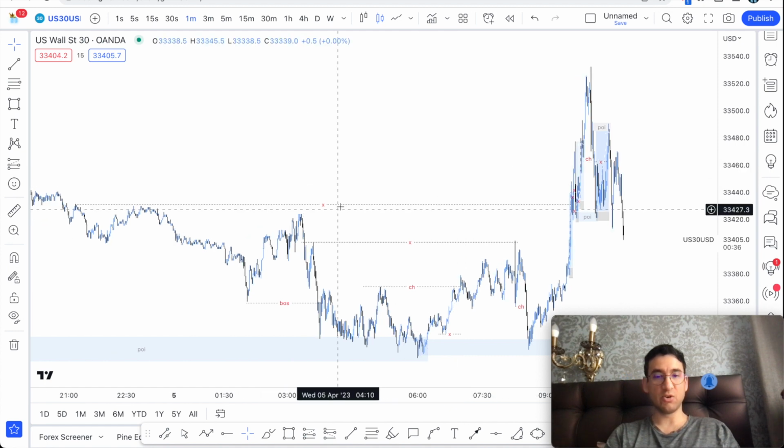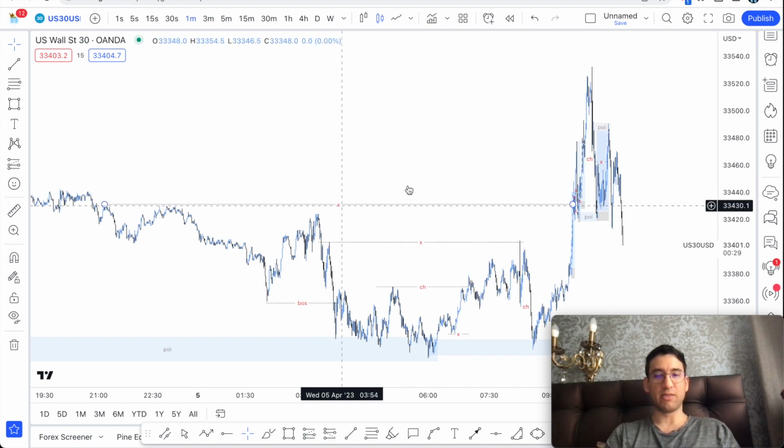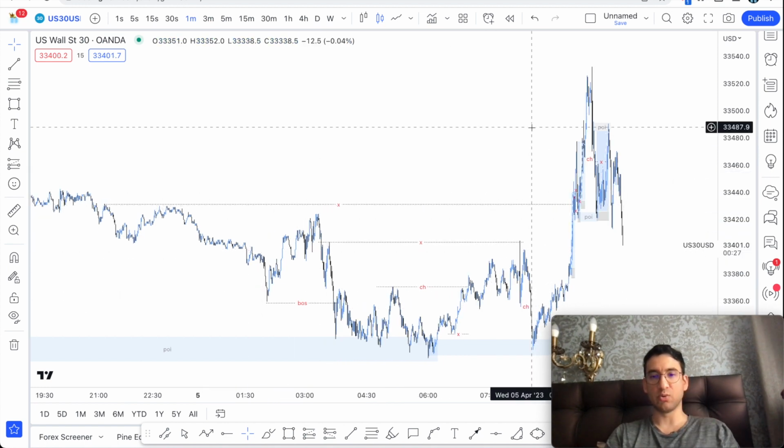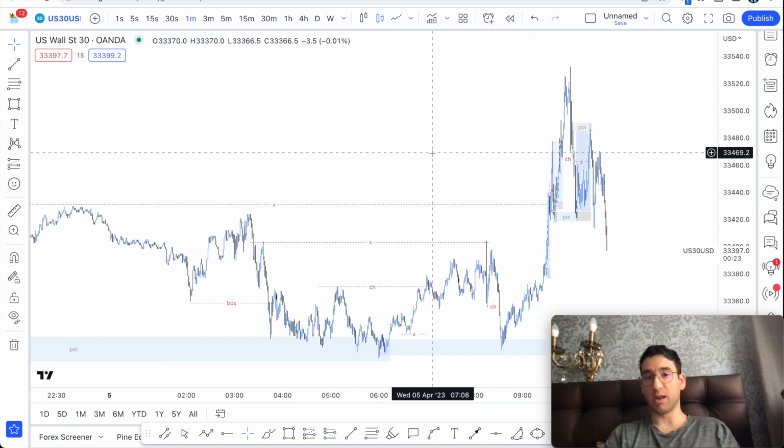So as you can see over here, there's this X right over here. This is our liquidity mark right there. So we know that price goes towards liquidity and takes liquidity out. But when we trade away from liquidity.